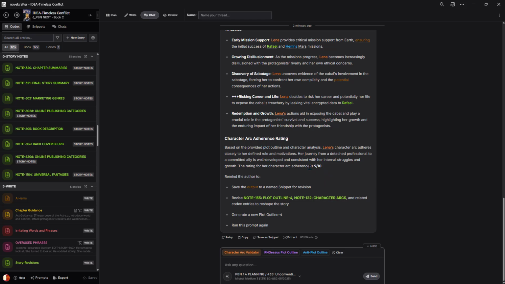If there were some issues, and maybe the number was lower, then we would look at the character arc itself, or something during the story writing process caused a detour, and now the character arc in the story isn't what we wanted for the character, and so we might need to go back and look at making changes and regenerating our plot outline. But that's character arc validator.